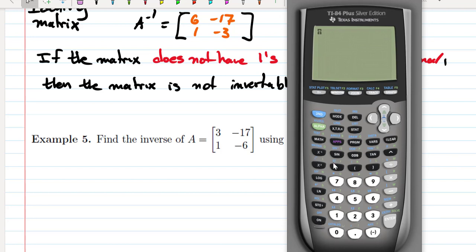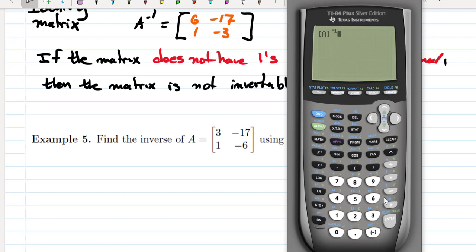So let's put our matrix in, which will be really easy. We go second matrix, we go over to edit, and just change it to a 2x2 matrix. And if you've been following along, it will be exactly the matrix A, because we had it entered, we just adjoined it to the identity matrix of the same size. So 3, negative 17, 1, and negative 6. We're done, so we can go second quit. Then we go back in, we go second matrix, we grab matrix A, and let's just ask for its inverse.